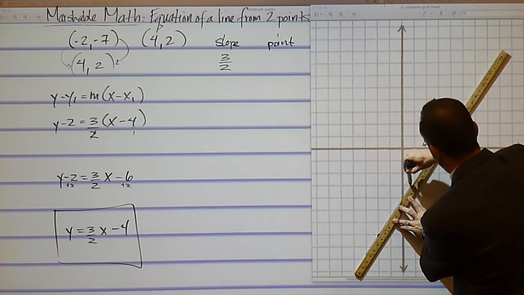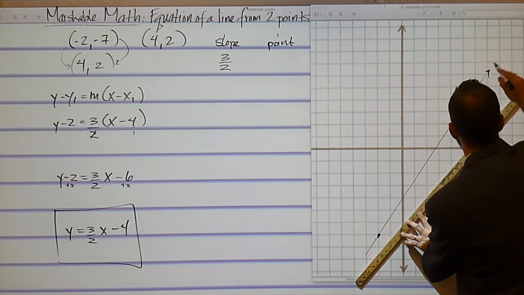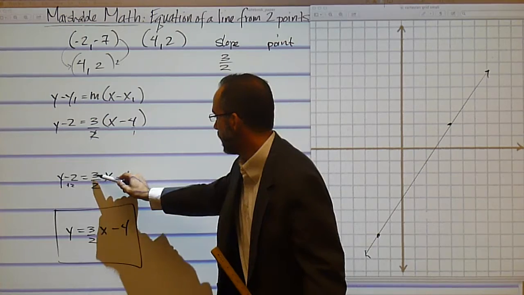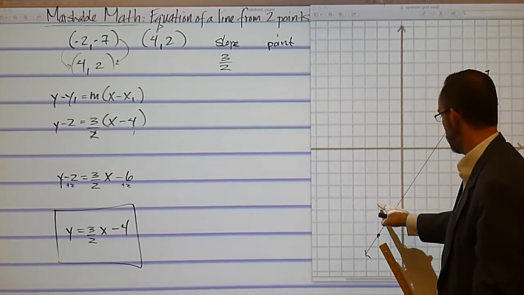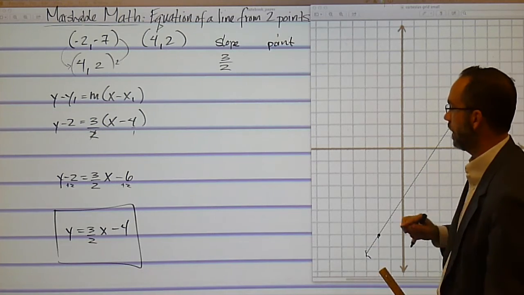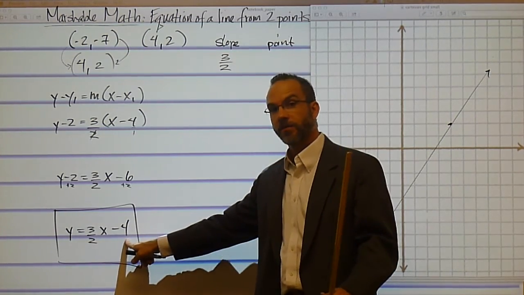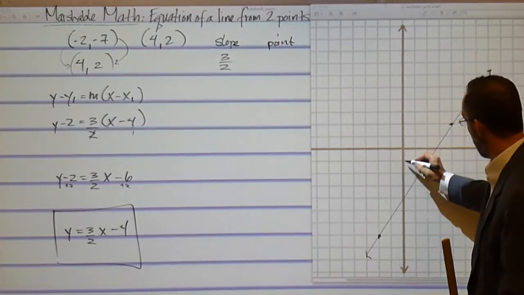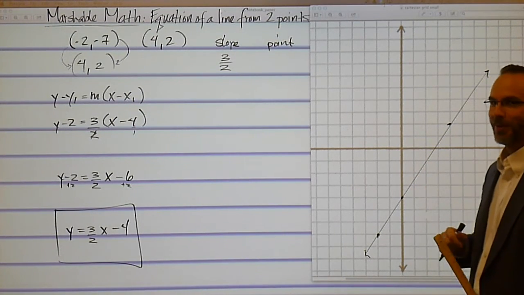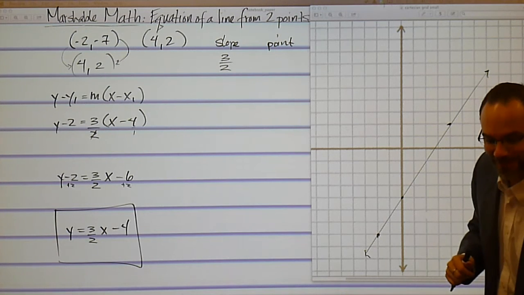And that should be the line. Does it go up 3 and right 2? Up 1, 2, 3, right 1, 2. There's a point. Up 3, right 2. There's a point. Okay, looks good. And then -4. Is my -4 then my y-intercept? Look at that. There it is right there. Woo! Love it. Is that what you got?